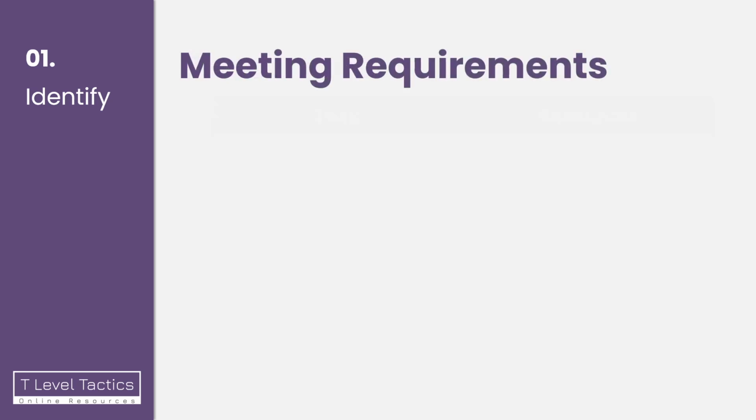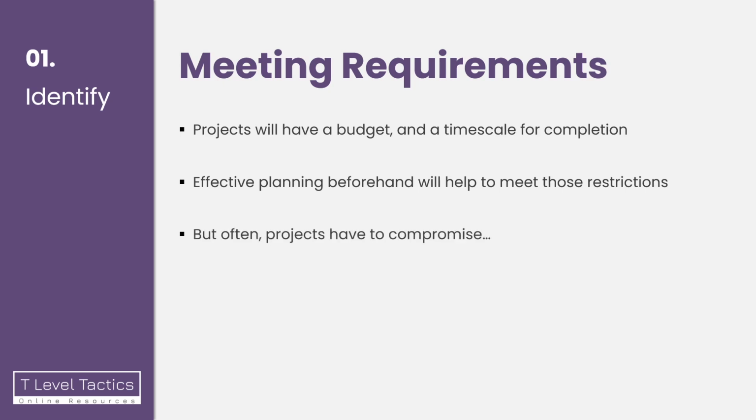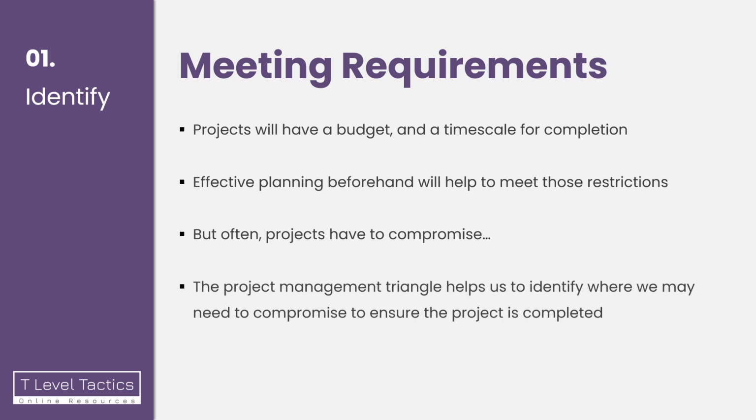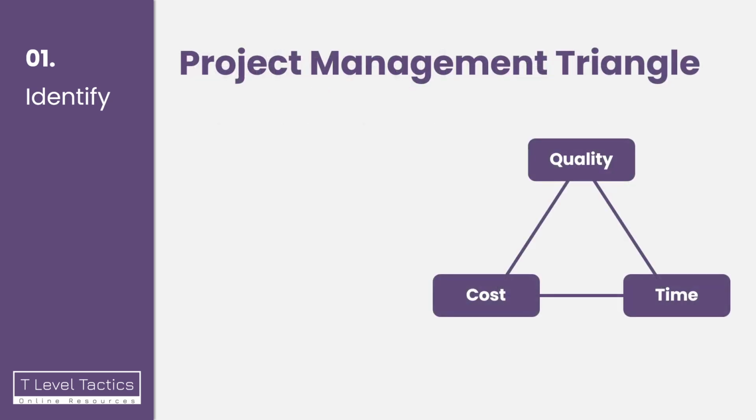Projects are all going to have a budget and a timescale for completion, and effective planning beforehand is going to help meet those restrictions. But often, projects may have to compromise. There's something called the project management triangle that can help us to identify where we may need to compromise to ensure the project is completed. It looks a bit like this, and there are 3 elements: quality at the top, cost on the bottom left, and time on the bottom right.